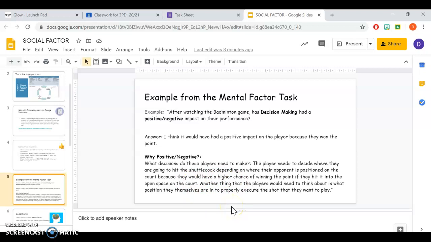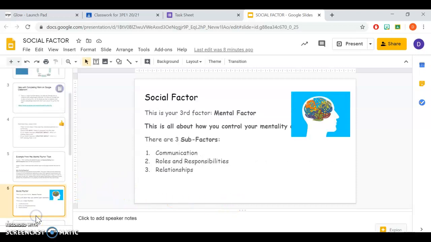This person here is understanding how this positive impact looks and what it has allowed them to do in their badminton performance. So as always, I've put up an example there from one of the answers that was provided from one person in the class. Please challenge yourself to give that level of depth, because that was a brilliant answer. Now moving on to the social factor. This is our final factor that we need to focus on.